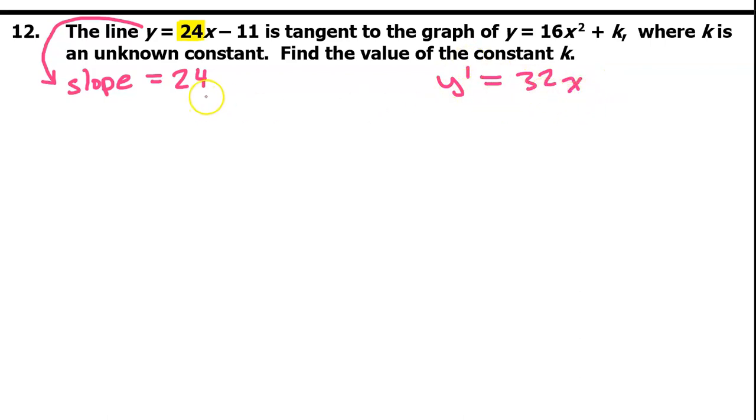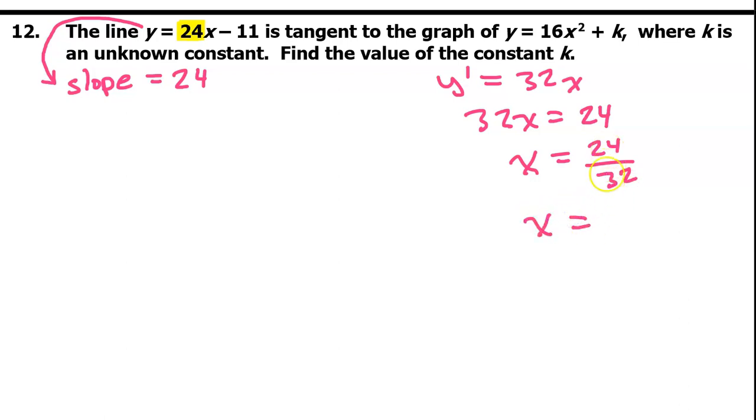Setting the derivative equal to 24 and solving. So if we divide both sides by 32, we get x is equal to 24 over 32. Both of these are divisible by 8, so I'm just reducing. So this is going to be 3 over 4. So let's file that away for later.